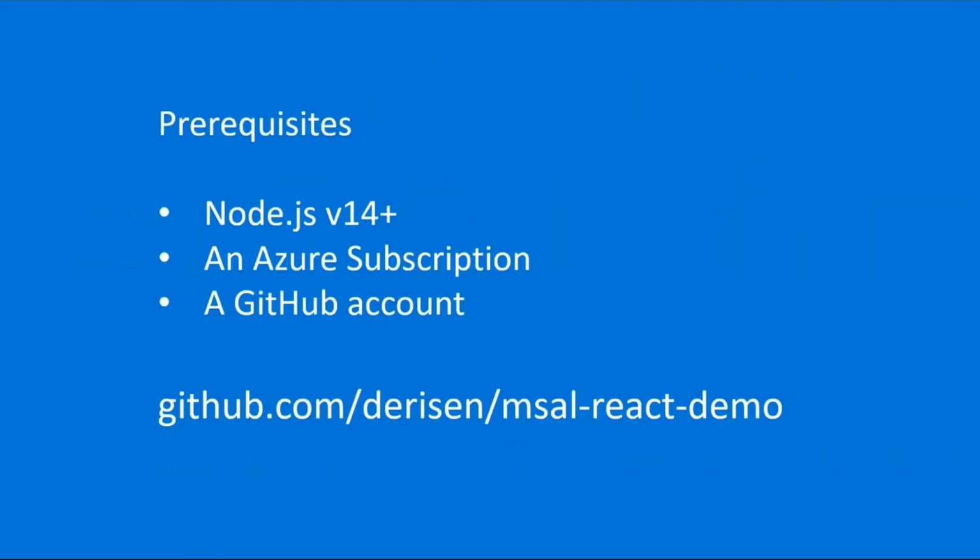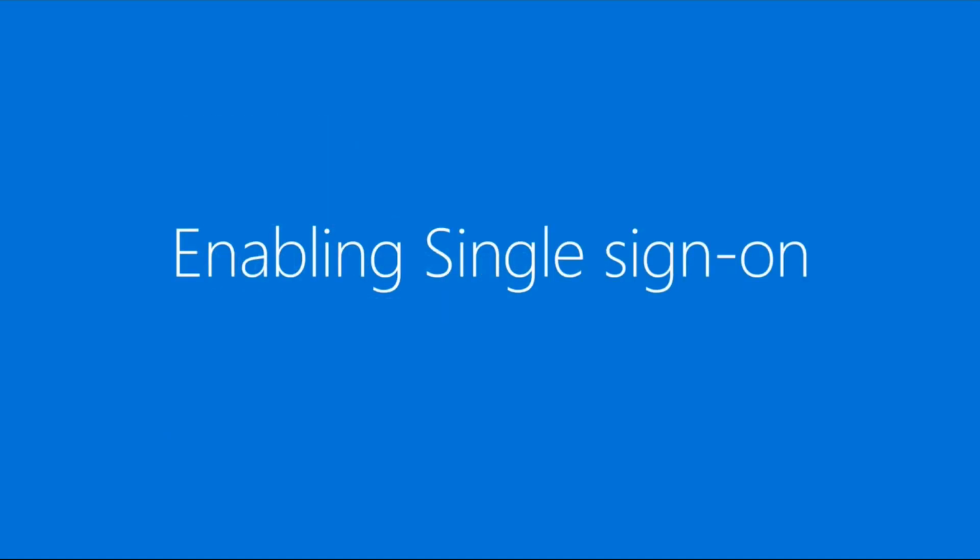So just a couple of prerequisites. You're going to need Node.js version 14 or later installed on your system. You're also going to need an Azure subscription to deploy our app to Static Web Apps. And of course, you're going to need a GitHub account to fork the repo. So I'll stop here and go to my code to look into how we can enable single sign-on.